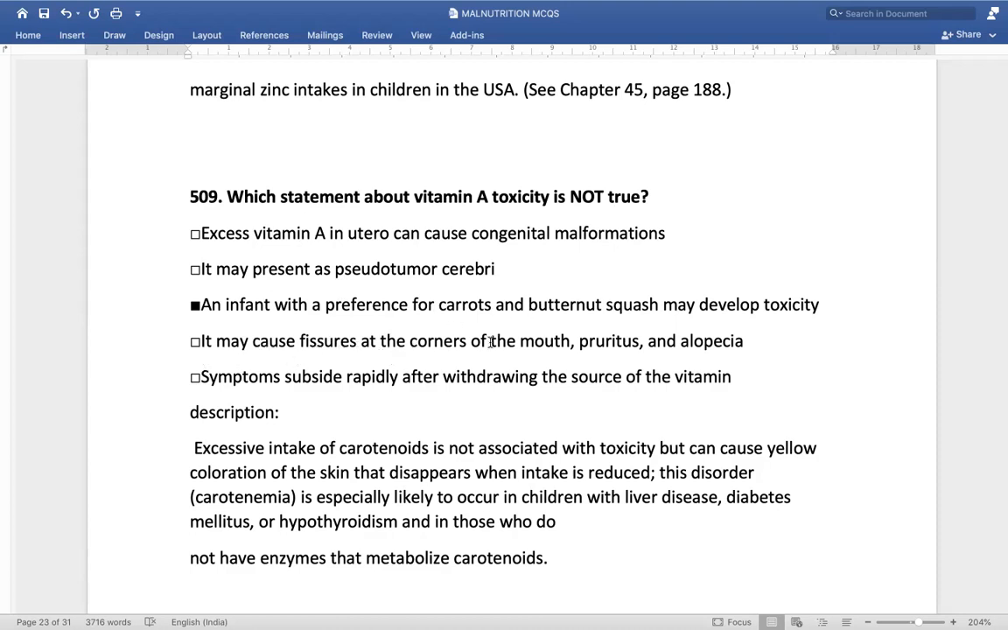It may cause fissures at the corner of the mouth, pruritus and alopecia. Correct. It causes dryness of skin. Symptoms subside after rapidly withdrawing the source of vitamin A. That is also definitely right.